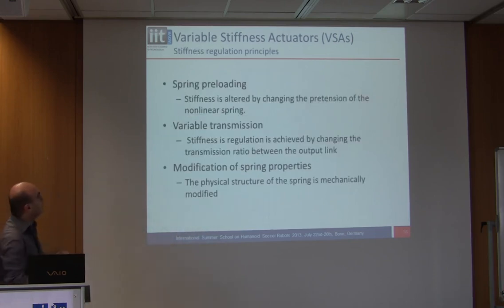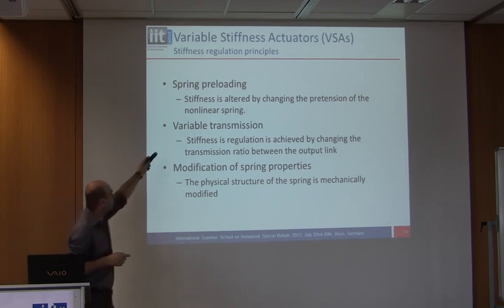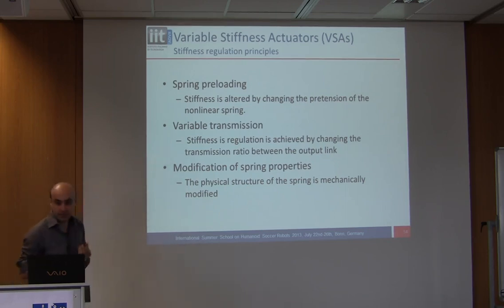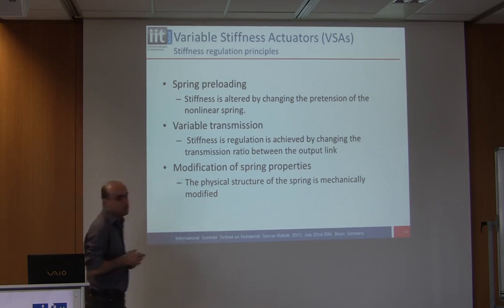Then there are different principles that you can use to regulate the stiffness. Starting from the spring preloading, you simply have a non-linear spring, you change the equilibrium point, your pretension, and effectively you move to a different operating point, and the stiffness is different. You have variable transmissions where the spring can be linear, but you have a transmission from the spring forces to the output link that you can regulate in order to change the stiffness. And you can also have the modification of the spring properties.